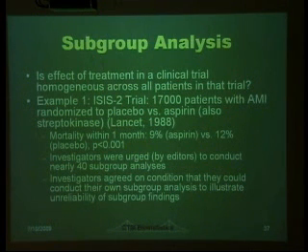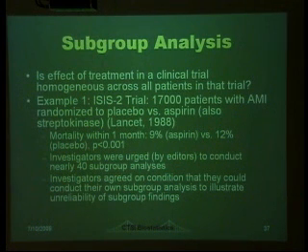It's the ISIS-2 trial, published back in 1988. There were 17,000 patients with acute myocardial infarction randomized to a placebo versus aspirin. There was also a streptokinase arm, but we'll ignore that for purposes of this discussion. The mortality within 1 month was 9% in the aspirin group and 12% in the placebo group, with a p-value of less than 0.001. You can see when you have 17,000 patients, you can find very small differences to be significant.